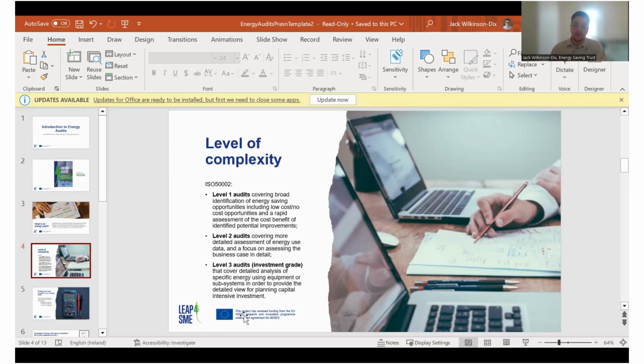And then the level 3 audits, the most complex investment grade audits, provide detailed analysis of specific energy using equipment or subsystems in order to provide the detailed view for planning capital intensive investments. This is considered the gold standard and provides reassurance that business and sector specific energy profiles are being taken into account.